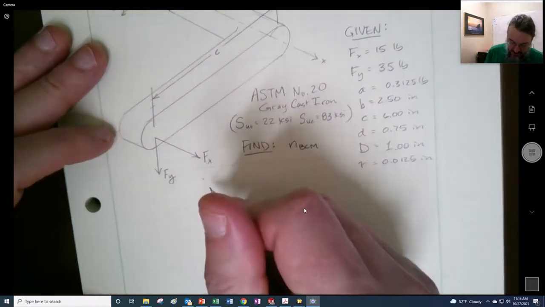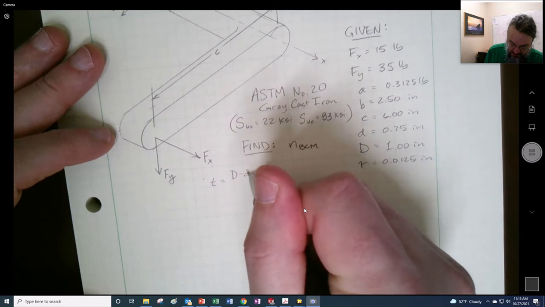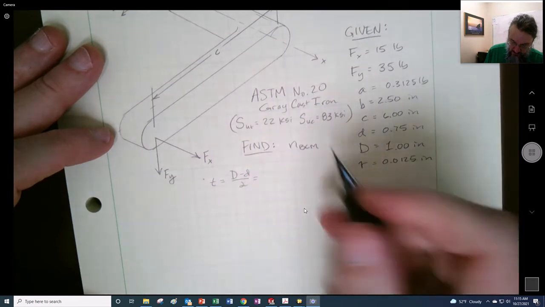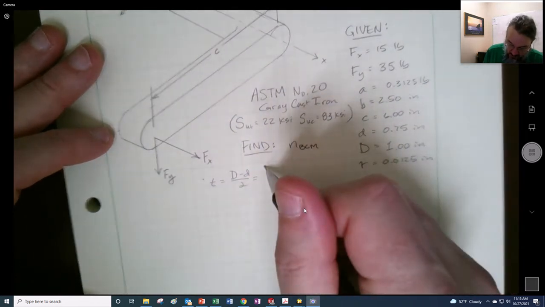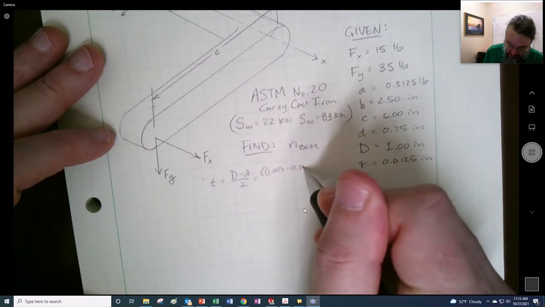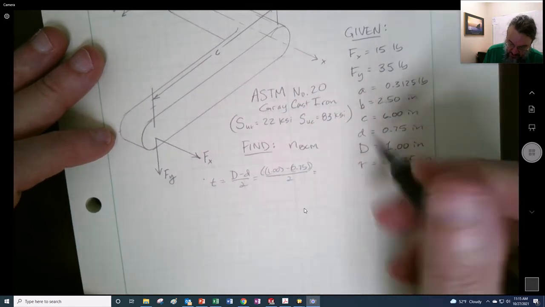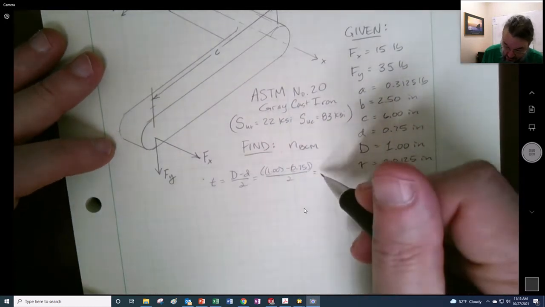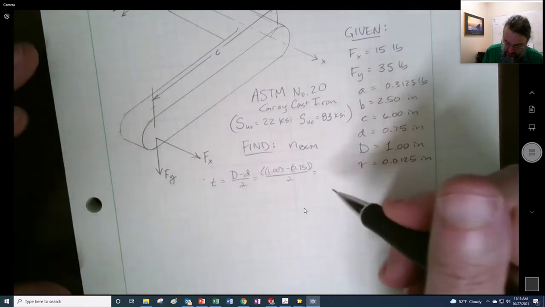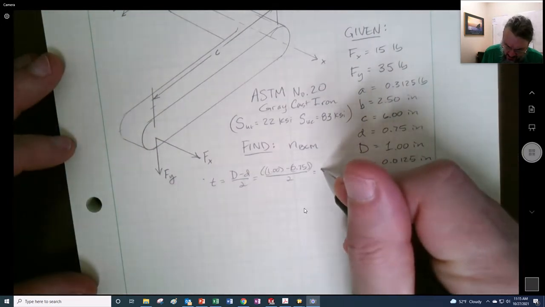So first you need T. T is going to be, like I said, big D minus little d over 2. So we're going to have 1 minus 0.75 divided by 2. I think T is 1/8 of an inch.